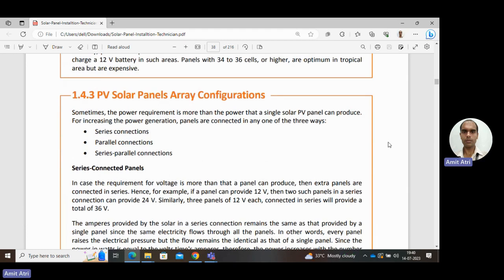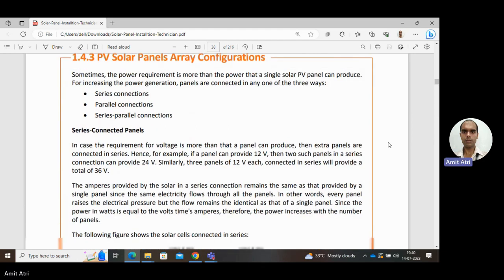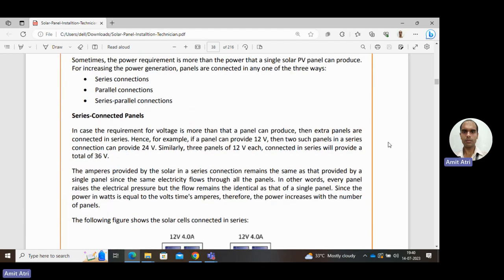So three types of configurations are there: series connection, parallel connection, and series parallel connection. What is the difference between these types of connections? We have also discussed this in our first unit 1.1. In series, the voltage across one element adds on with the voltage across another element, so voltage adds on in series combination, and current remains the same.